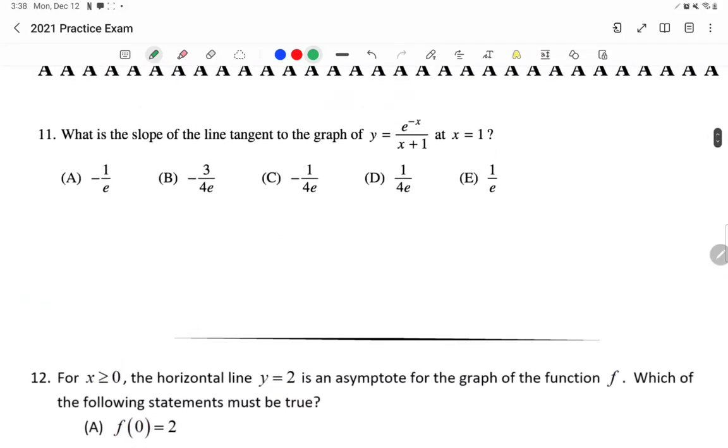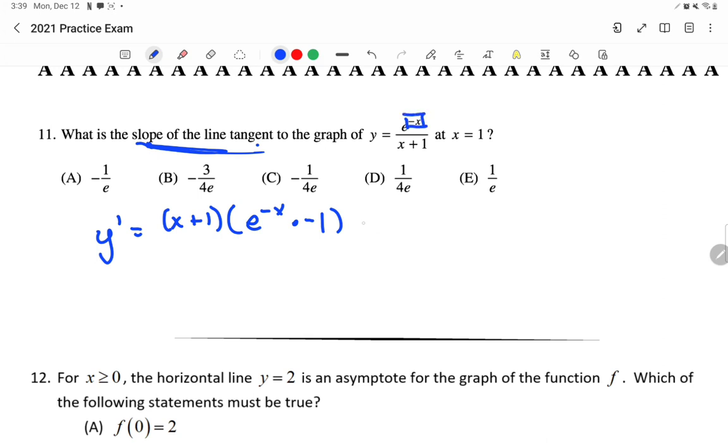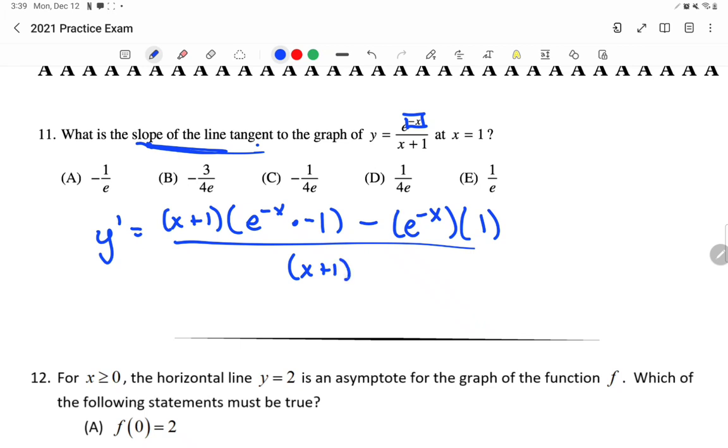All right, what is the slope of our tangent line to the graph at x equals 1? Slope of a tangent line, always when we see that, that just means take the derivative, plug it in. So we're going to do y prime equals, this is quotient rule, so low, x plus 1, d high, e to the negative x times negative 1. There's a chain there, right? E to the box. Then it's low d high minus high d low. Derivative of the bottom is just 1, all over low squared.